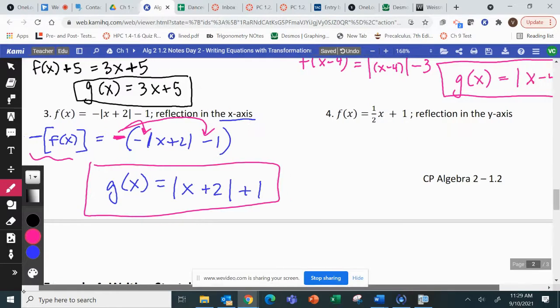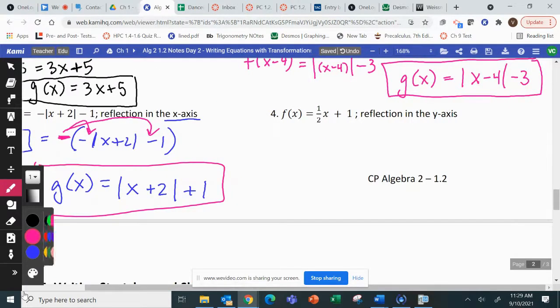All right, and then finally, we've got f of x equals half x plus 1. We're going to do a reflection in the y-axis. Is that inside or outside? Inside. So we're going to do f of negative x.